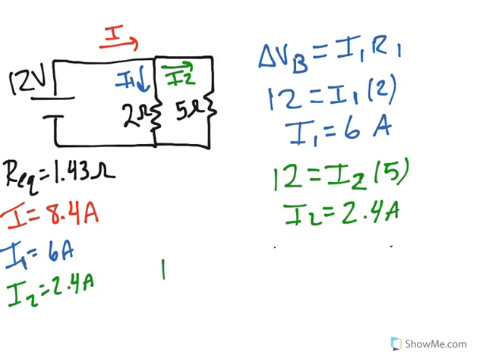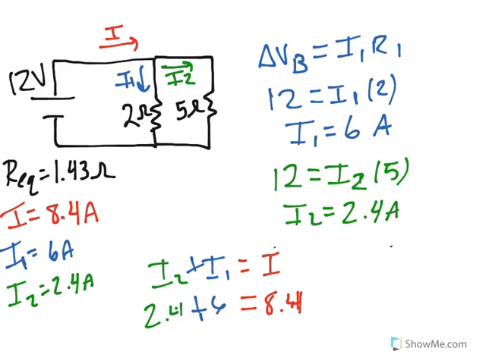And to check it, I should say I2 plus I1 is equal to I. And so I total is 8.4, I1 is 6, and I2 is 2.4. And yes, 2.4 plus 6 is equal to 8.4. And that's all I can solve for on a parallel circuit.